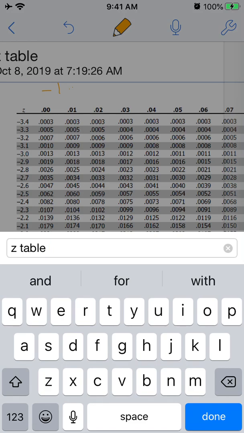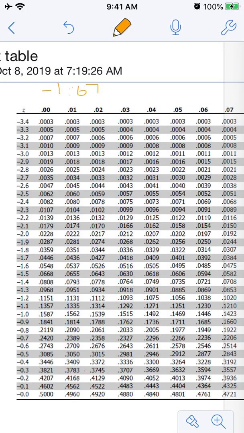Oh, heck. Stop that. I'm not trying to rename it. Oh, excuse me. Excuse me.